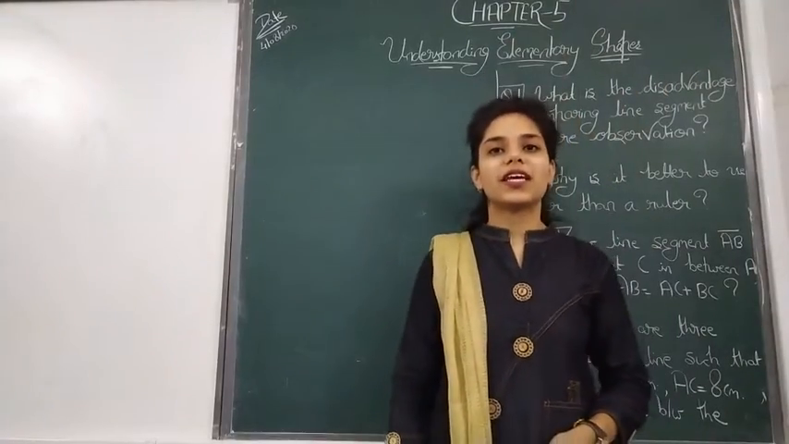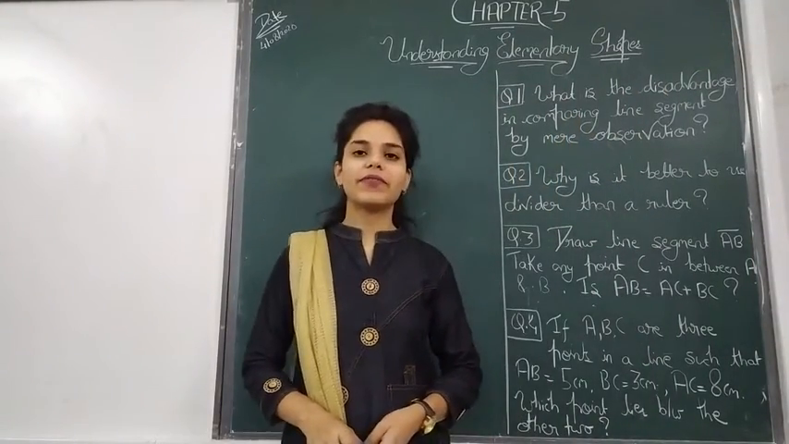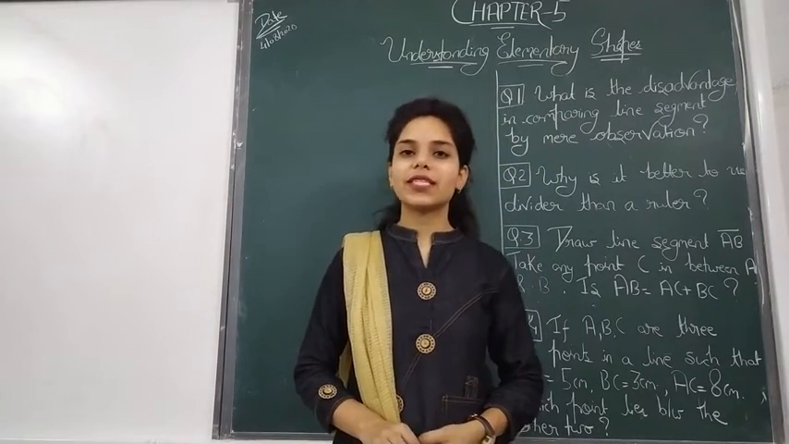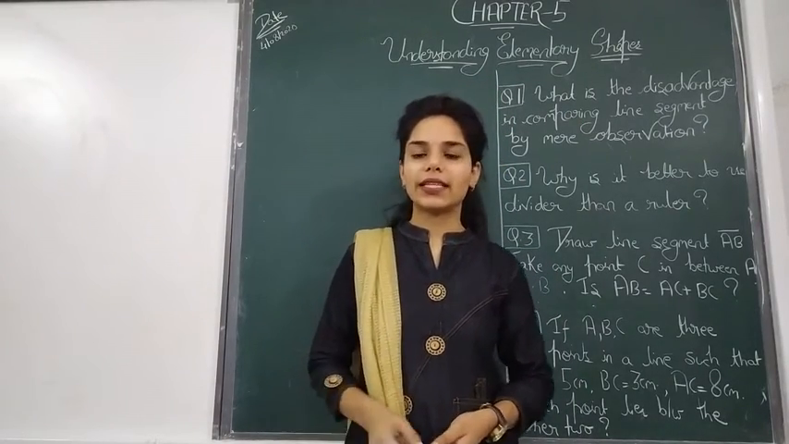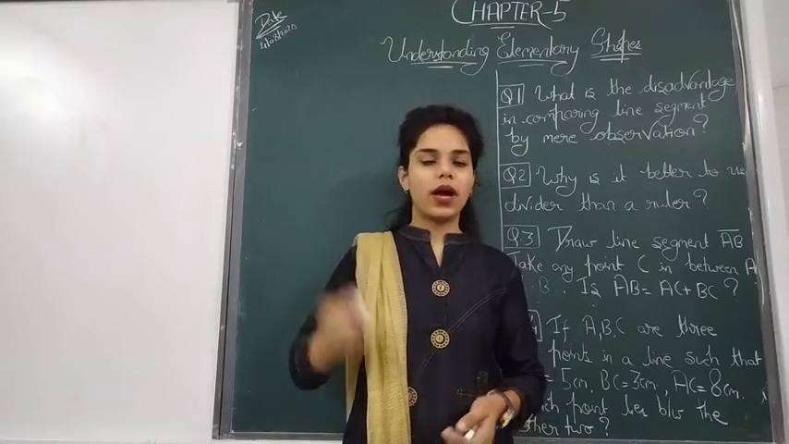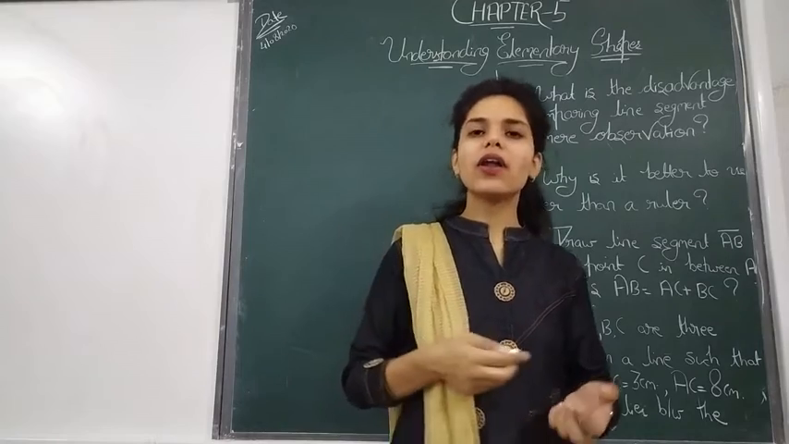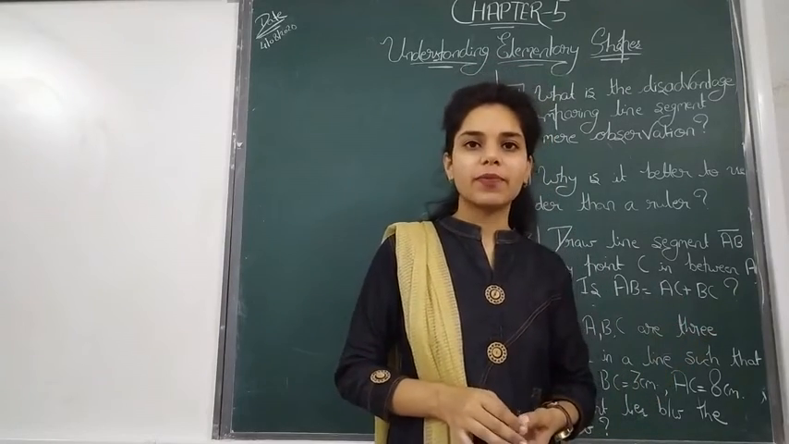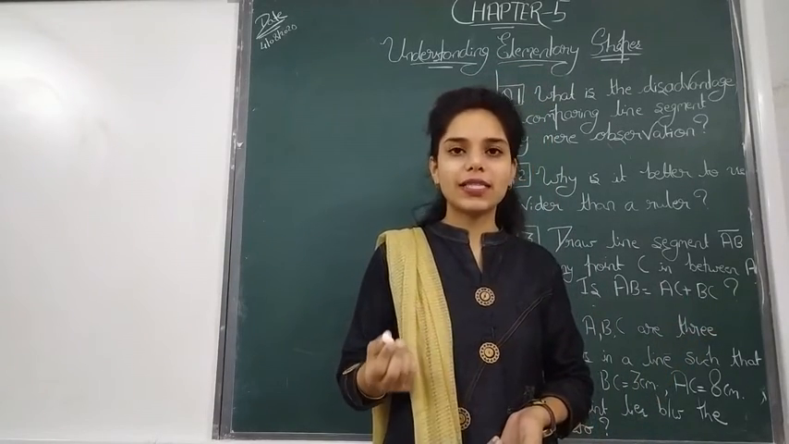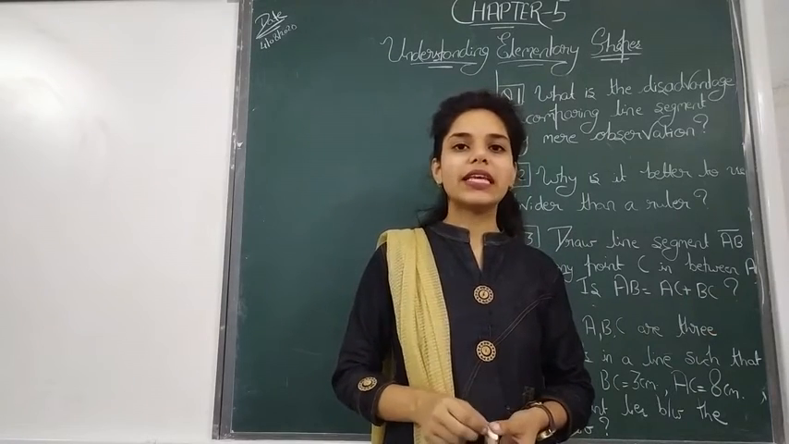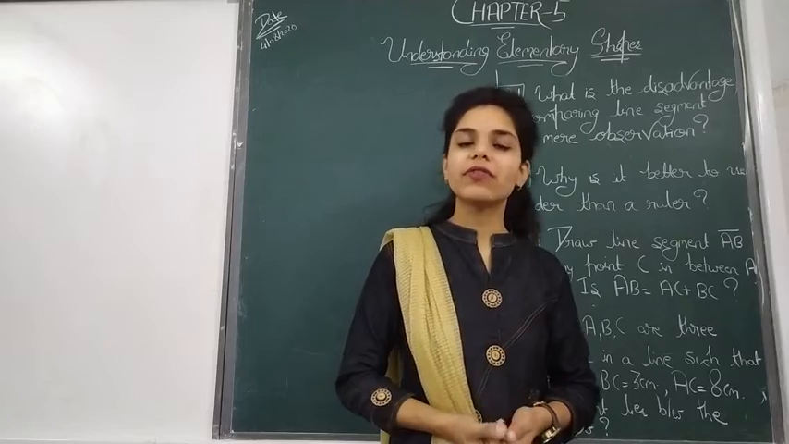Good morning students. Let's begin chapter 5, which is understanding elementary shapes. We can observe various types of shapes around us, like this door, window, this blackboard, your mobile phone, this chalk. All are having different kinds of shapes. Either they are made up of line segments or they are made up of curves.